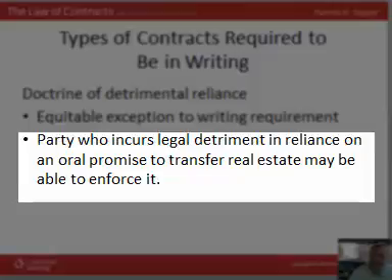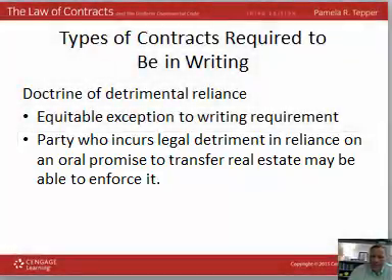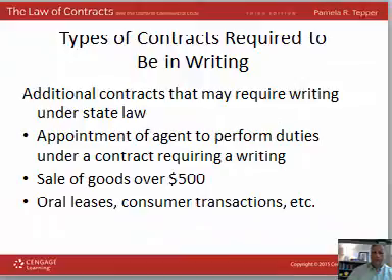In that case, a writing may not be necessary because some of the performance has already happened, and the purchaser has detrimentally relied on the seller's promise to sell the property. So the seller can't come back later on after the improvements have been made, after the buyer has moved in and things like that, and say, hey, we didn't have a writing.